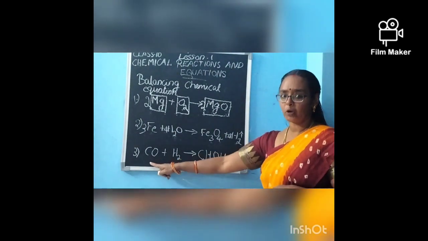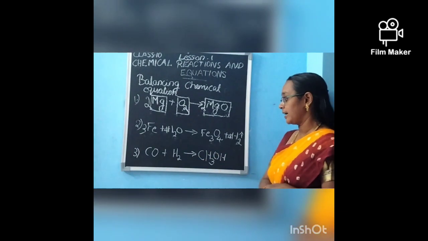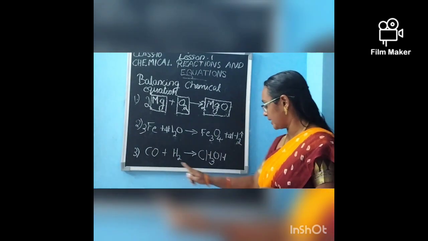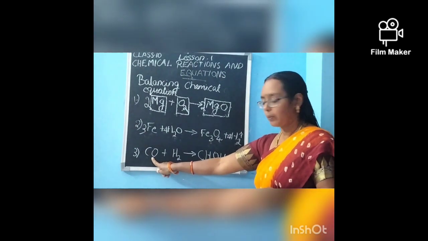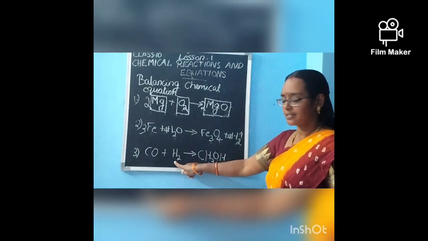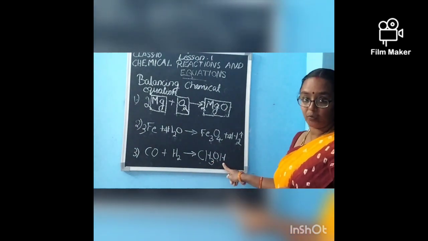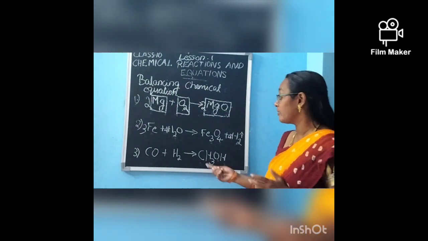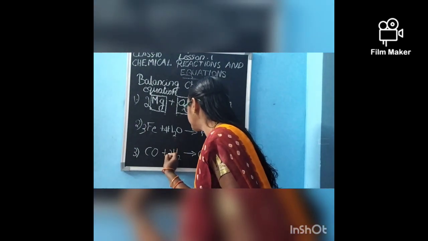Okay. Carbon monoxide plus hydrogen gives methanol. See carbon, how many atoms are there? 1 in the reactant and 1 in the product. Okay, no problem for carbon now. Oxygen, how many? Only 1 atom is there. Here also 1 atom is there. Now see hydrogen. How many hydrogen atoms are there here? 2. How many are there? 3 plus 1 more, 4. Here 4, here 2. What do we have to add? We have to add 2 over where? Here or here? Here in the reactant side we have to add 2.